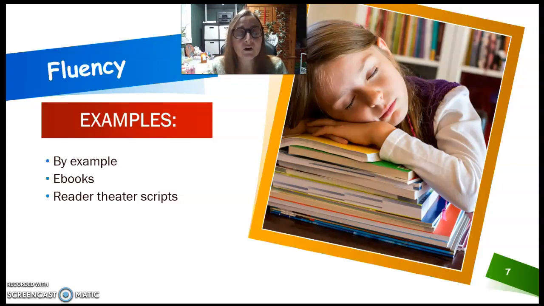Ebooks. There are ebooks online. There's tons of them, especially after COVID and stuff with online stuff. They can use things like there's a website called epic.com. It has a whole online library. It has popular books. The teacher can use it in the classroom instead of having physical books in their hands.